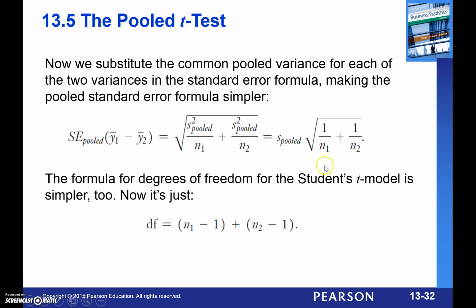So the standard error for a pooled t-test is just the s pooled times the square root of 1 over the sample size of group 1 plus 1 over the sample size of group 2. And our degrees of freedom formula is going to simplify quite a bit. So instead of that big long equation we looked at previously, we're just going to take the sample size of each group, subtract 1, and then add those two numbers together.